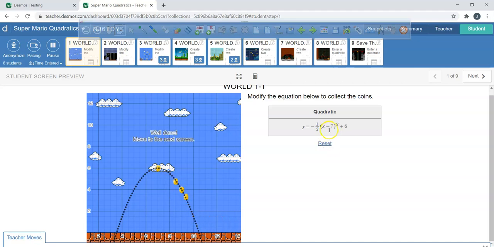All right. So just remember, you're just trying to work with your h and your k value. Ooh, well done. Move to the next screen.